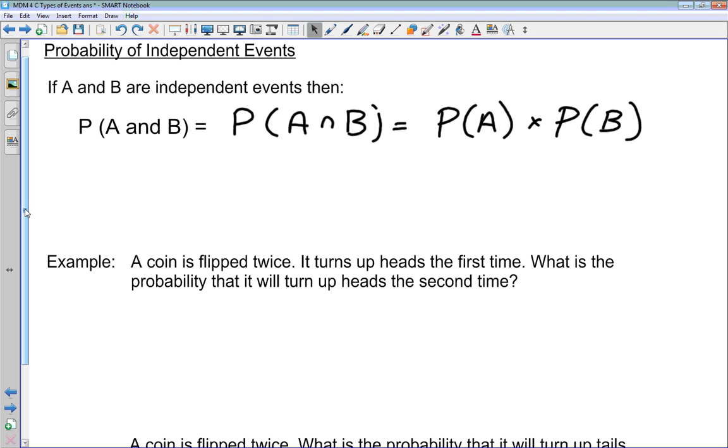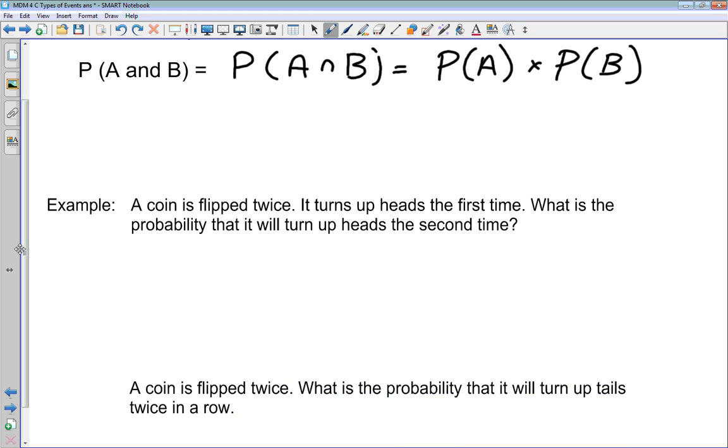First, we need to ask ourselves, are these two coin flips dependent or independent? Is the outcome of the first coin flip going to affect the outcome of the second coin flip? So what do we think? Independent or dependent? Caroline, what do you think? They are independent events. Okay. Why are they independent?